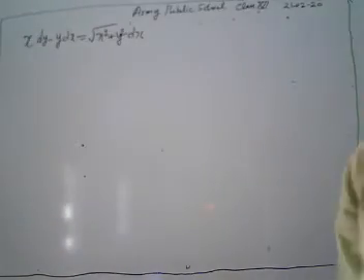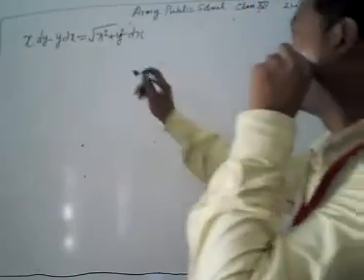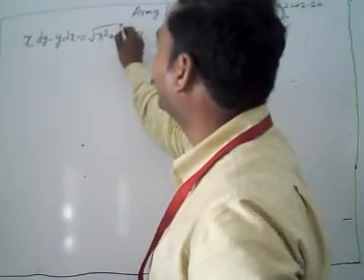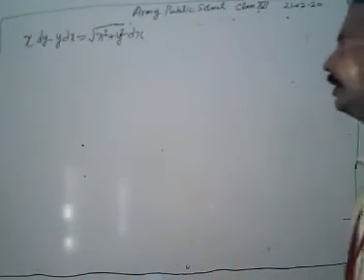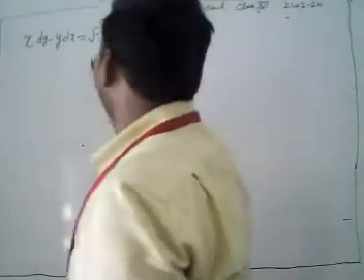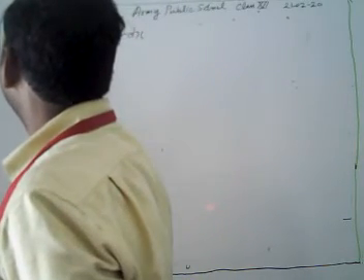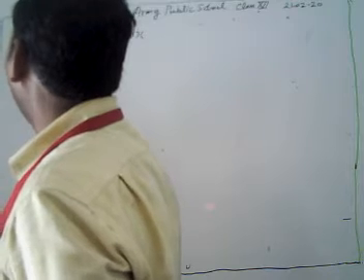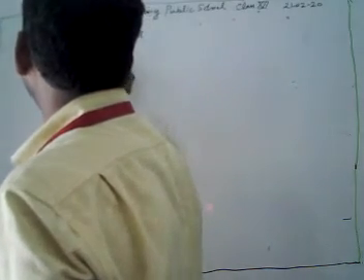Under root x square plus y square dx. Please understand carefully, because this is an exemplar problem and it also appeared in last year's board examinations. Then look, here we divide by dx on both sides. What we have is x dy/dx minus y equal to under root x square plus y square.